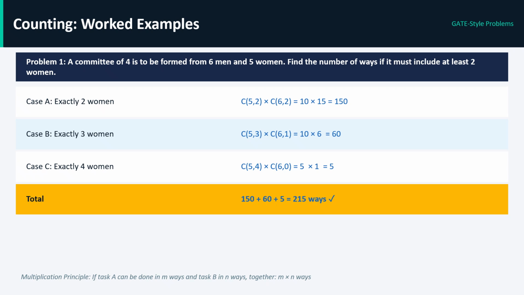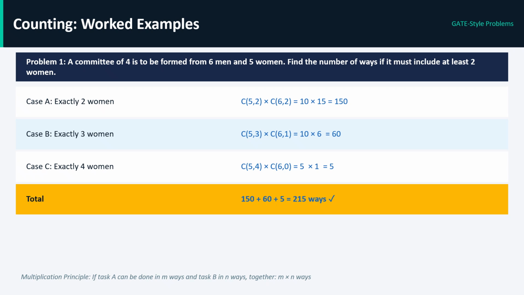In case B, we are getting 60 ways. In case C, where exactly 4 women members are there, we can do it in C(5, 4) ways. That is 5 ways. Thus, in total, we can select a committee of 4 members, where at least 2 are women, in these ways. That is 150 plus 60 plus 5. In total, we can select such a committee with at least 2 women in 215 ways.